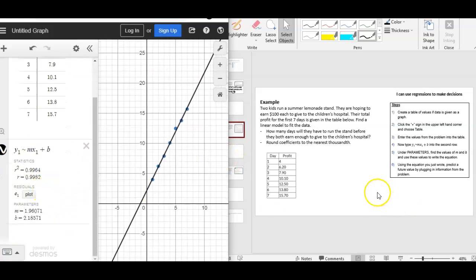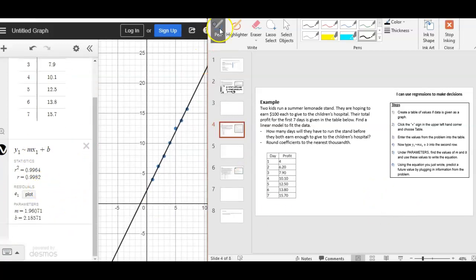So let's go ahead and grab that equation. So we have y equals 1.961x plus 2.186. Okay, so there's our linear model.